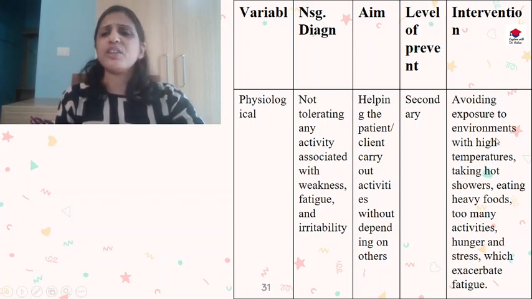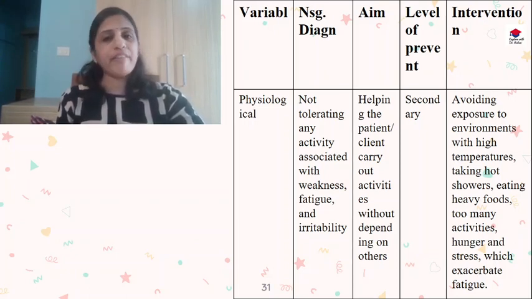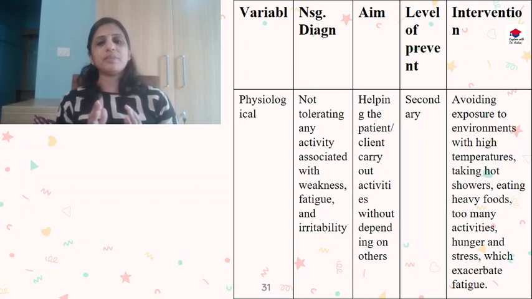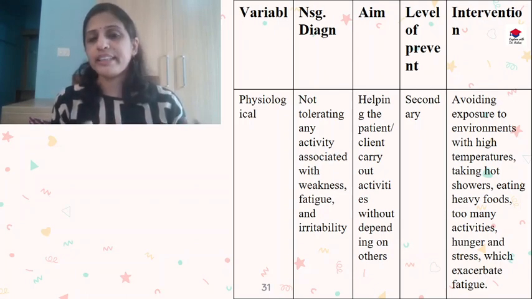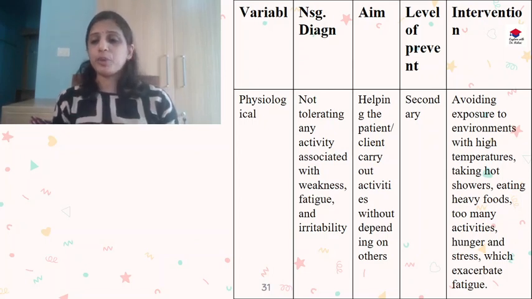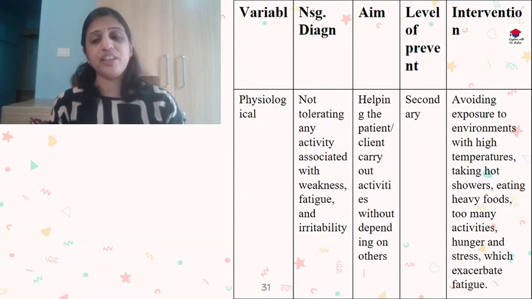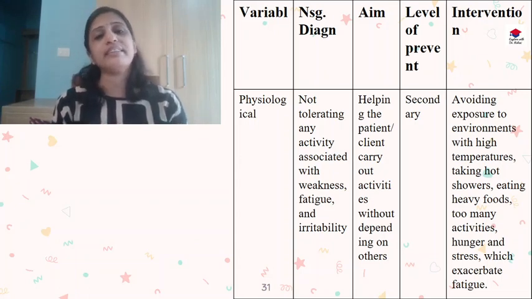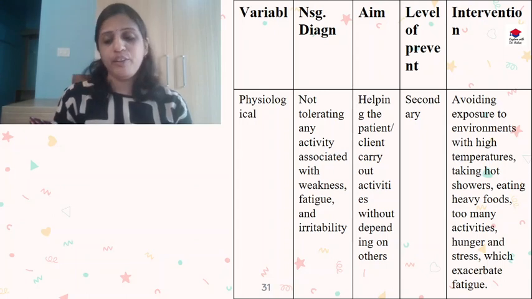What are the interventions? The usual interventions we write for activity intolerance. Avoid exposure to environment with high temperature, because these patients cannot tolerate heat. Okay, multiple sclerosis. So make sure that they are avoiding exposure to environment with high temperature. Avoid taking hot showers. Avoid eating heavy foods. Avoid doing too many activities. Avoid hunger and stress, because all these things can exacerbate the fatigue.